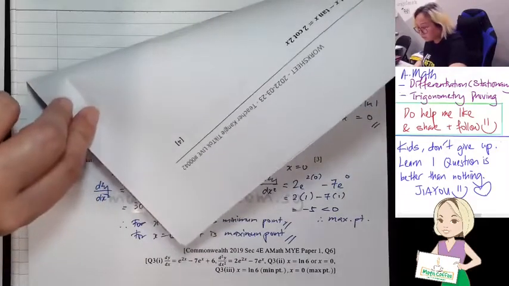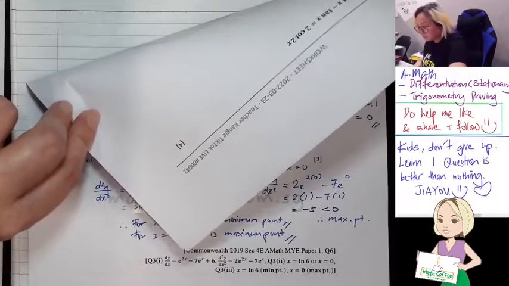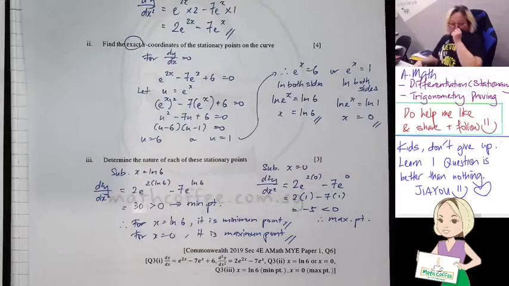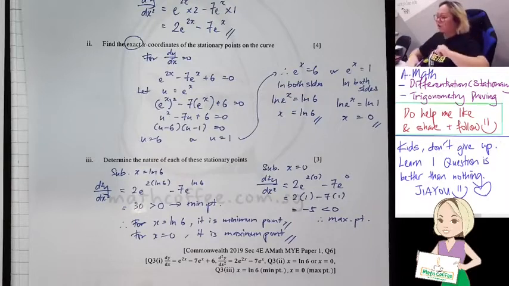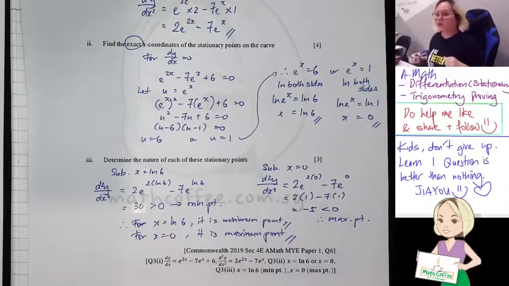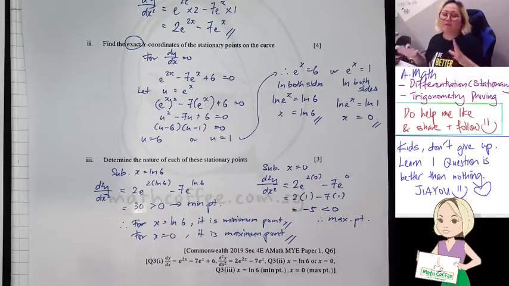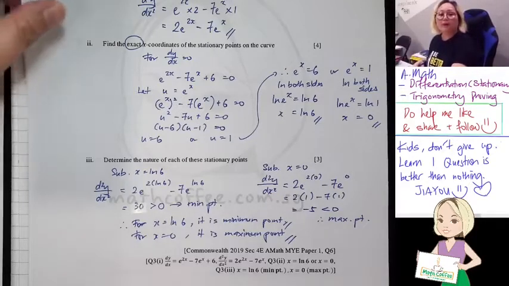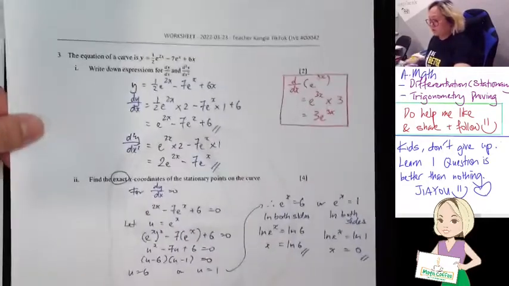Okay, for those who are in the AMath Express will know what is ln. Ln is logarithm. Normal academic AMath doesn't learn logarithm. So, like I said, this question is invalid for normal academic AMath. It is only valid for express AMath. Okay, let's proceed to the next one.